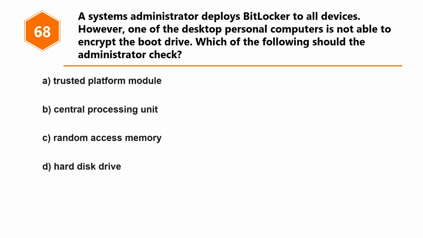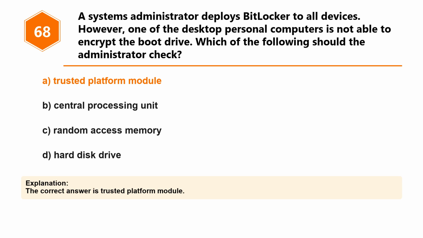Question 68. A systems administrator deploys BitLocker to all devices. However, one of the desktop personal computers is not able to encrypt the boot drive. Which of the following should the administrator check? Option A, Trusted Platform Module. Option B, Central Processing Unit. Option C, Random Access Memory. Option D, Hard Disk Drive. The correct answer is option A, Trusted Platform Module.